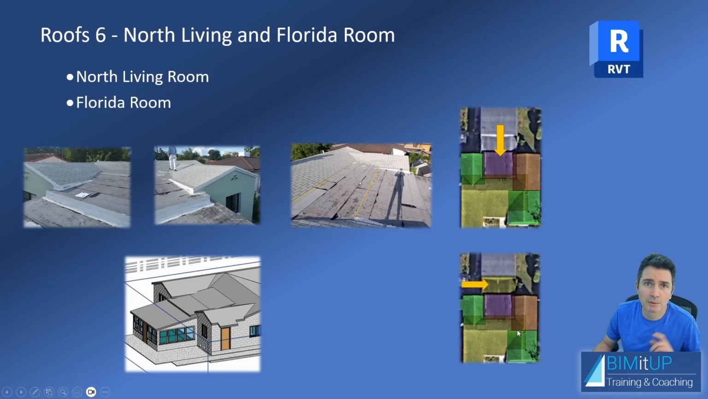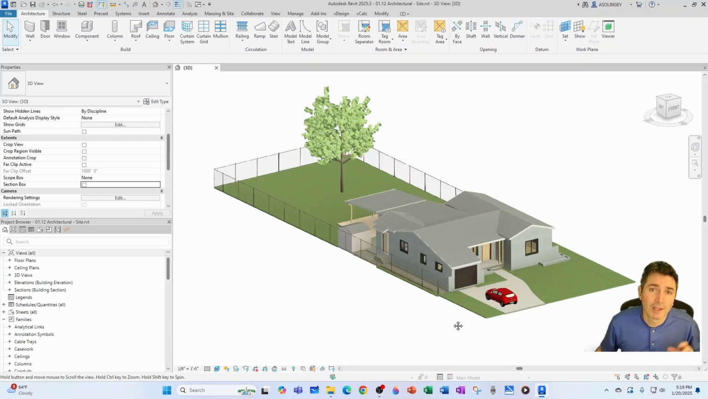And then we'll jump into the Florida room roof, which is this one, sits right here. And from the side it looks like this. You ready? Let's go. And remember, this video is part of our Revit Multi-trade from 0 to 100 course.